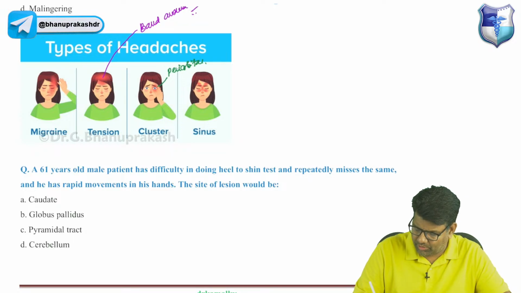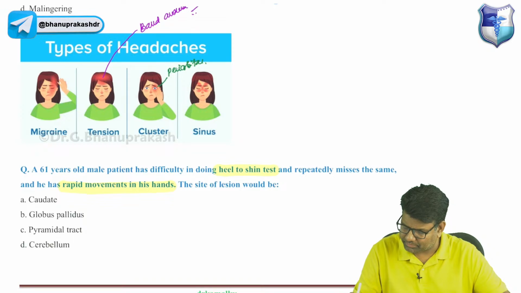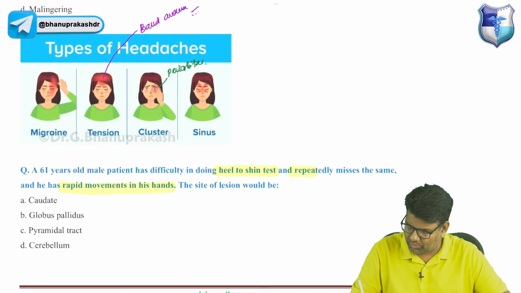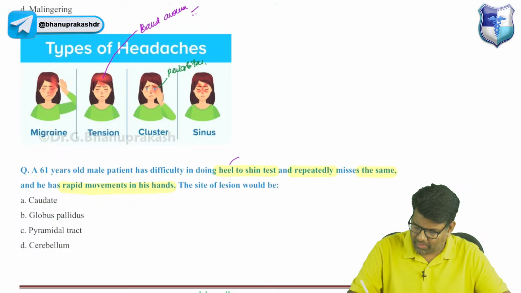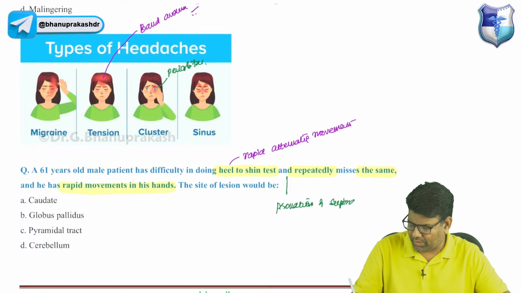A patient has difficulty in doing heel shin test. Rapid movements in his hands. Whenever we tell the patient to do repeated movements, he is not able to do it. This is actually rapid alternating movements. And one more method is you can tell the patient to do pronation and supination, and you want to check, yes, dysdiadochokinesia.